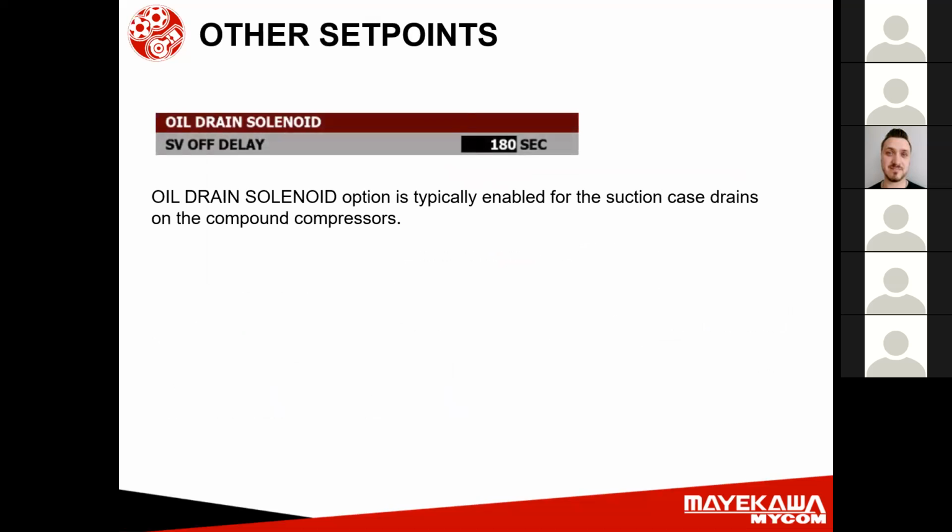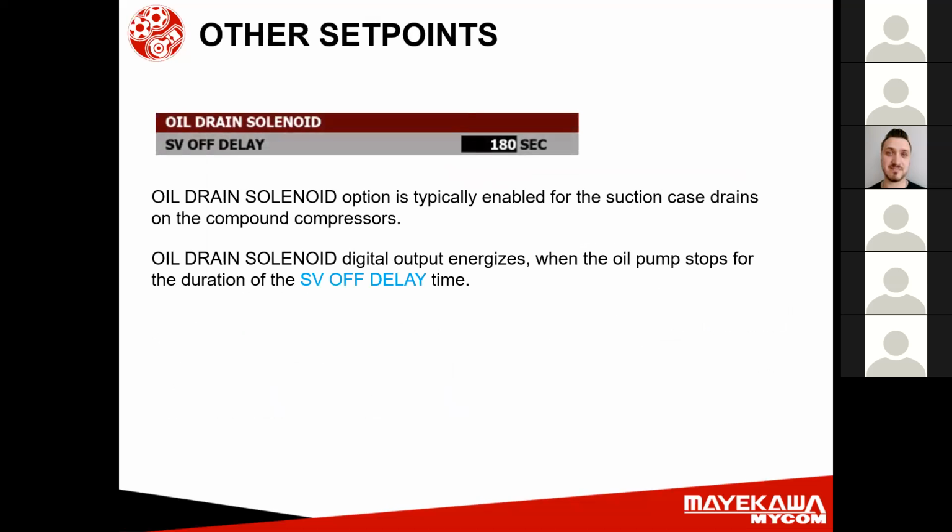The oil drain solenoid option is typically enabled for the suction case drains on the compound compressors. It energizes, depending on configuration, right after the oil pump stops, and de-energizes after the time set in the SV off delay field.